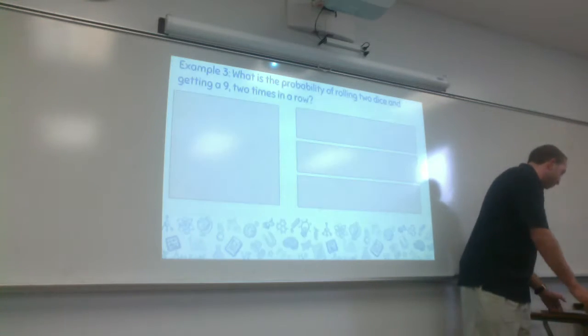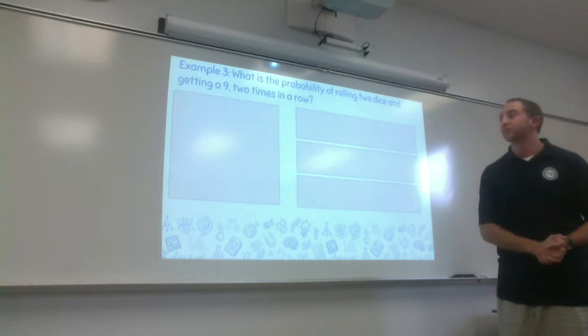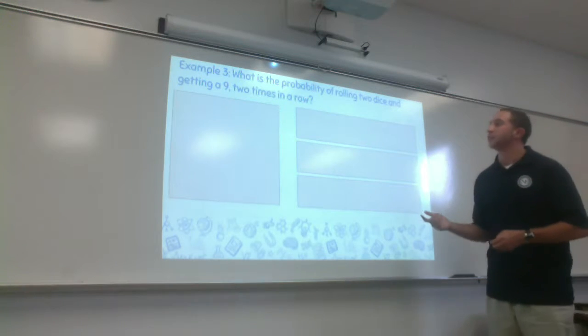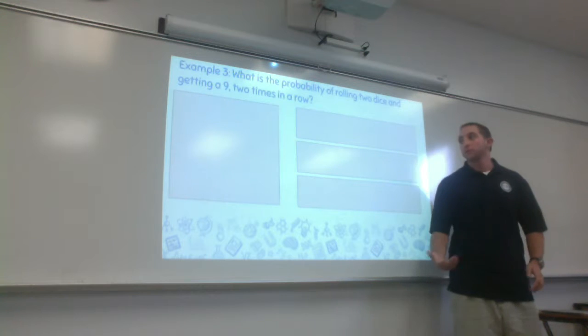So once again, we're going to look at an example. This is easy to see with dice, when you roll dice, 2 at a time specifically. So what is the probability of rolling 2 dice and getting a 9 2 times in a row? The easiest thing to do for this is also to make a chart.